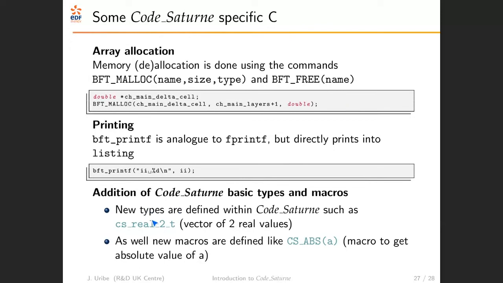You also have some types that define CodeSet, so cs_real_2_t would be a vector of two real values, for example. And you also have macros that are particular to CodeSet, like CS_ABS, the absolute value. This helps you again when sometimes you have different macros for different compilers, and this will wrap it for you. So regardless of what you do, you will be able to use that.